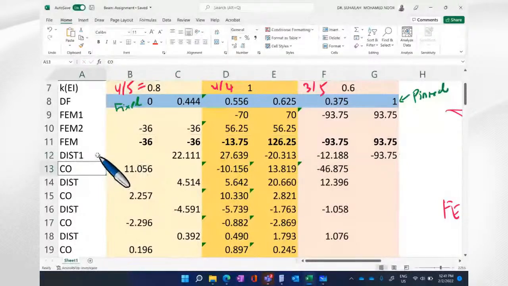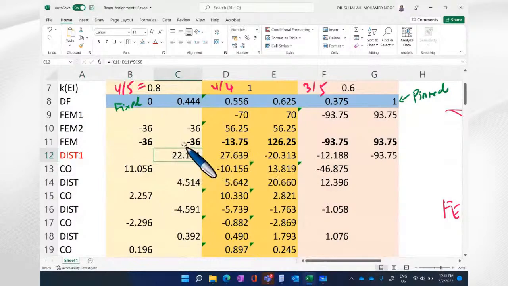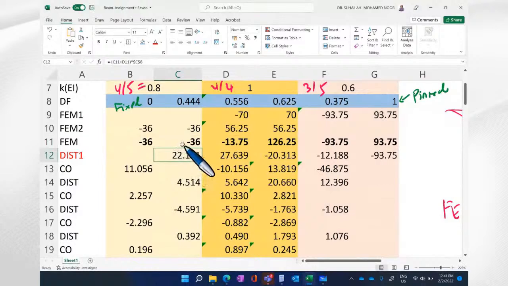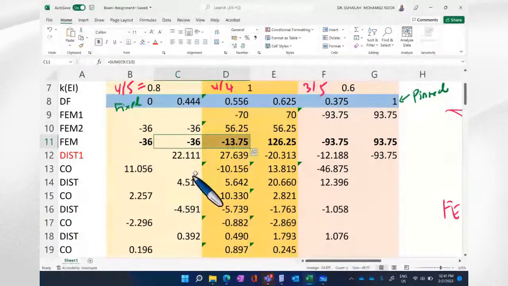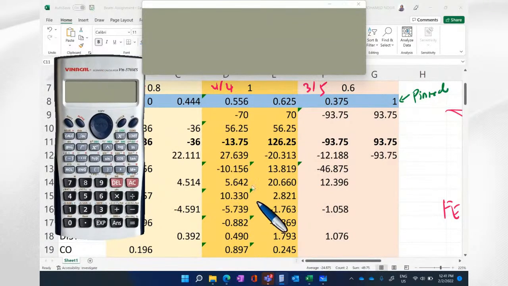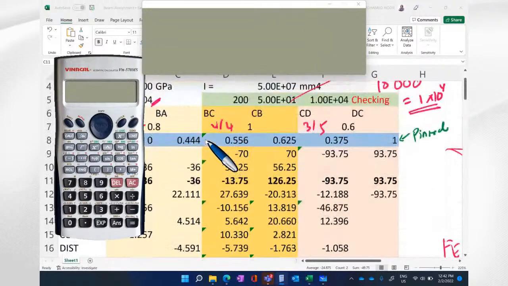So for distribution number 1, remember to get the total moment. So I put the answer. Okay, the answer is 22.111. So let's check the answer together. It is the bold one, negative 36 and 13.75, for joint B.